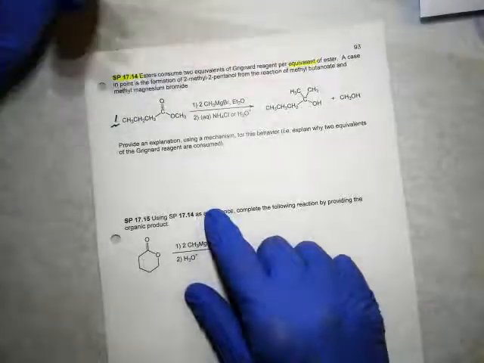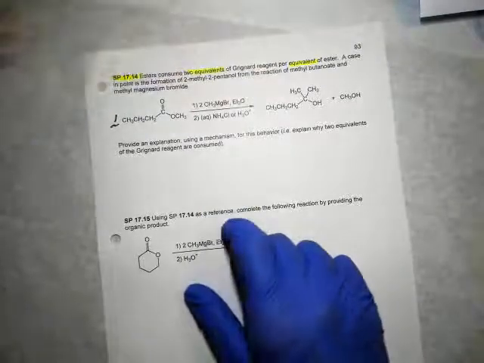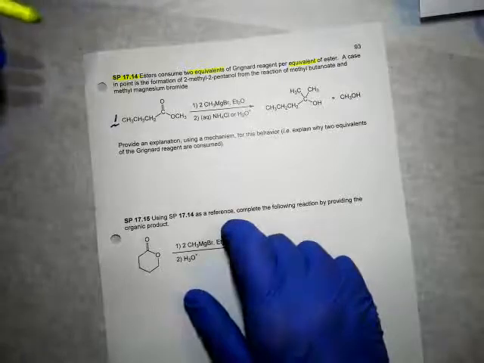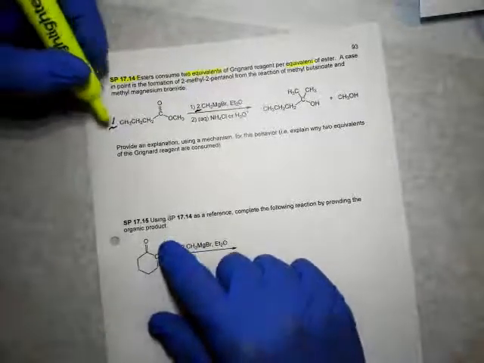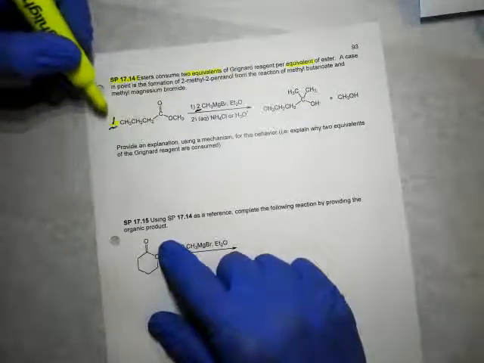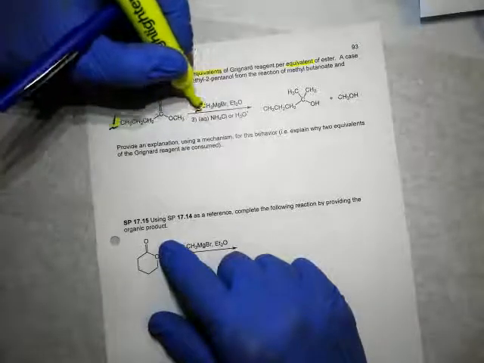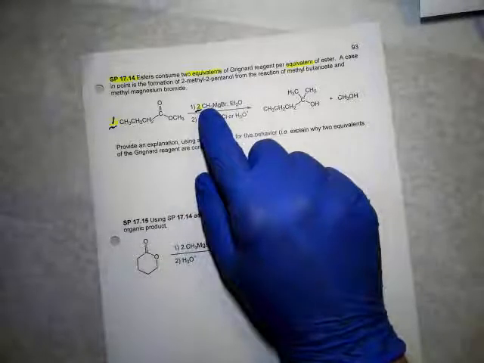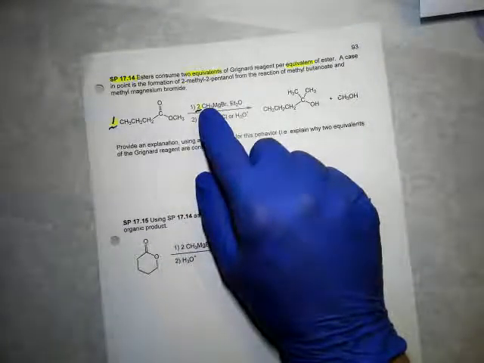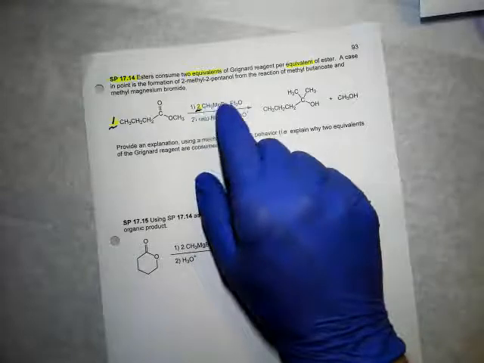Now, if you don't like the word equivalent, you can use the word mole. If you don't like the word mole, you can use the word molecule. So the ratio here, in terms of the stoichiometry, is that we have 1 mole of ester, but 1 mole of ester will consume 2 moles of Grignard. Okay. So, what's the identity of the Grignard reagent here? Can you name that one? That's methyl magnesium bromide, right?